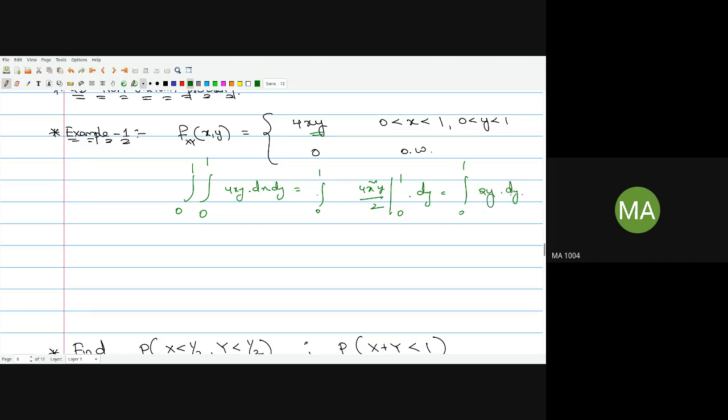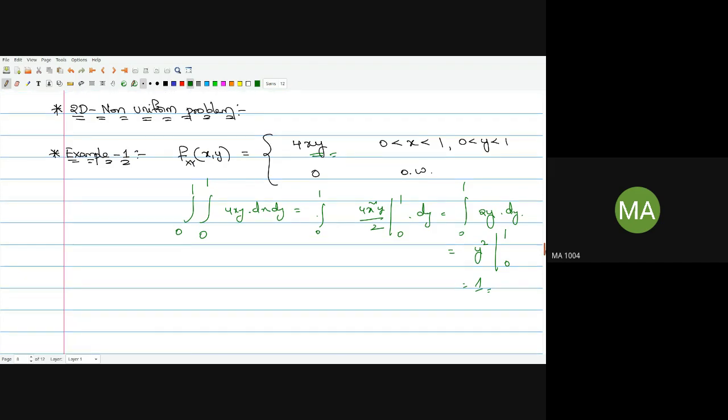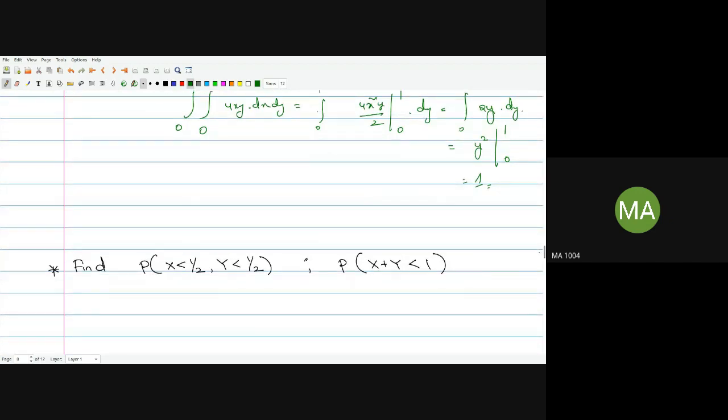2y dy. And if I integrate this, I am going to get y square. Yes, it is 1, 0. We are going to get 1. Okay, so this is how it is. And this is a joint density for the non-uniform case. So if this is non-uniform, then also the questions may be asked within some given regions.